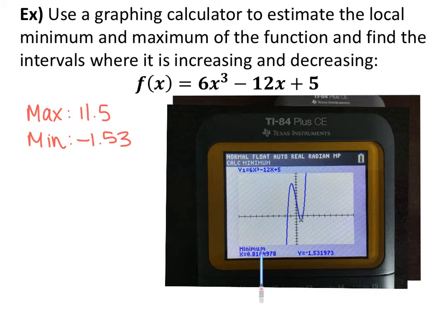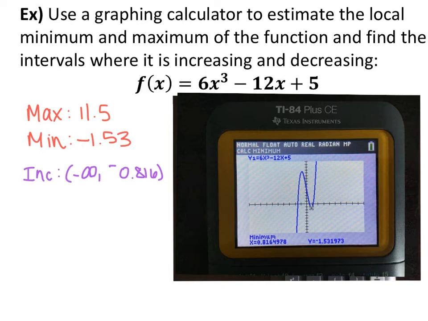So again, you can use these x-coordinates to help you find where it's increasing and decreasing. So it's going to be increasing here as I'm going from left to right. My y-coordinates are going up all the way from negative infinity until I get to this local maxima point. So from negative infinity to negative 0.816, we're using x-coordinates now because we're talking about intervals, it was increasing.